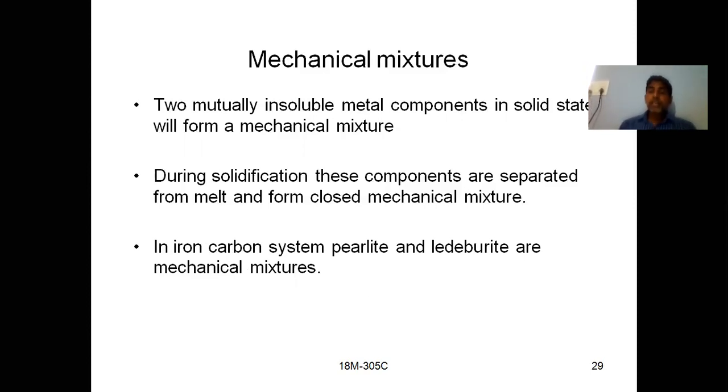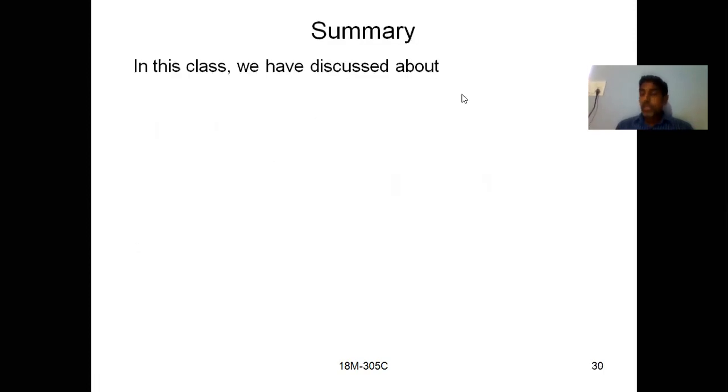That means they are not soluble. If you take pearlite, you have some constituents, and if you take ledeburite, you have some constituents, and they are not soluble in each other. They are not chemically bonded together. You have two metal components and they stay separate. They are not soluble and not chemically bonded, and they can be separated while solidifying from the melt, and they form a closed mechanical mixture. So this is regarding mechanical mixtures. Whatever we have discussed till now, we will see again.